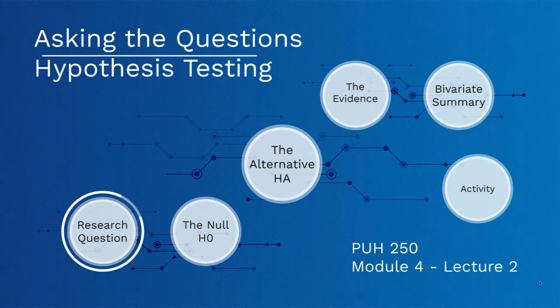Once you have defined your research question, you can begin to translate that research question into a set of statements that can then be used to gather evidence and to test and make a determination between those two statements. Ultimately, this will lead you to a decision about your population.